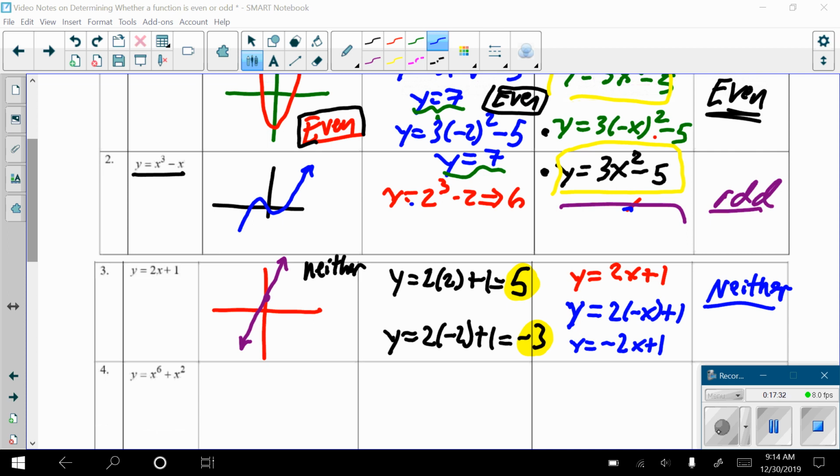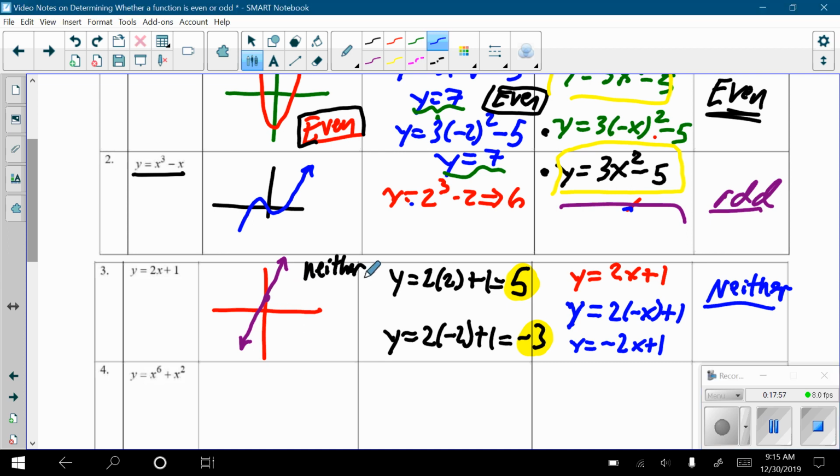So graphically, should have been able to graph this line. You guys know what this graph looks like. It's a line with a slope of 2 and a y-intercept of 1. And it has neither y-axis symmetry or 180-degree rotational symmetry because the point you'd spin it around isn't the origin. Okay, so it's neither even nor odd. Most functions don't have either of these types of symmetry.